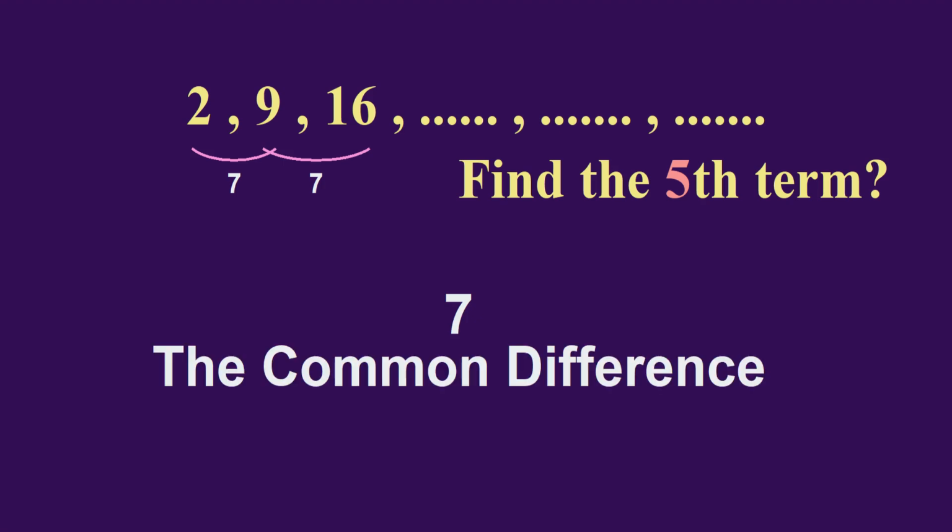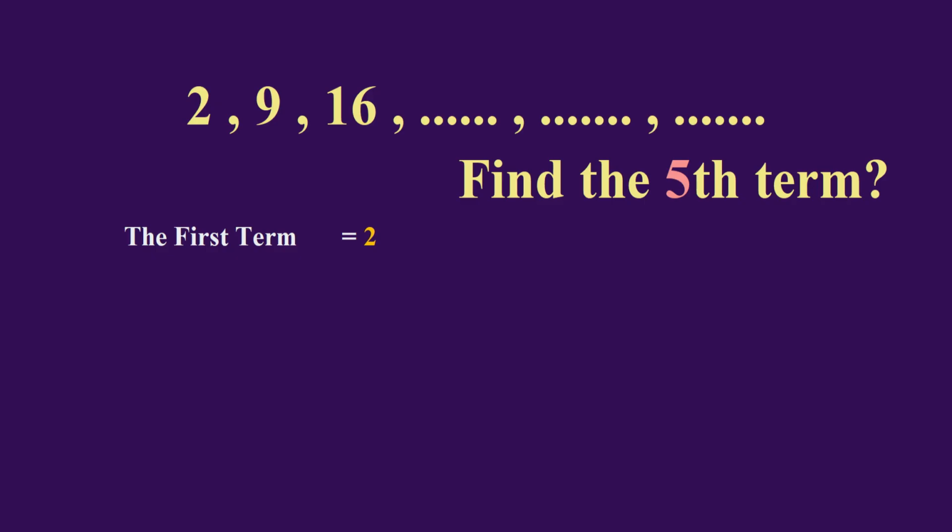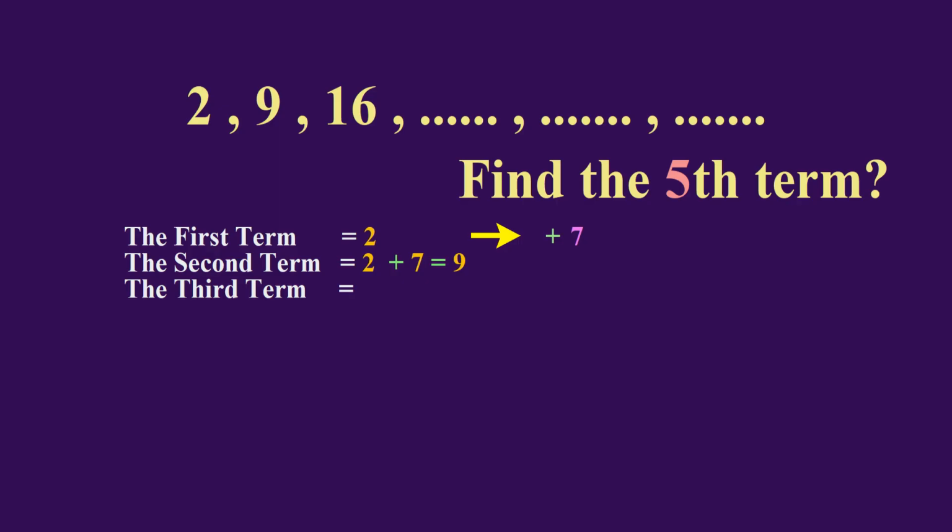difference. The first term in the arithmetic sequence is equal to 2, and we can get the second term by adding 7 to the first term. So the second term is equal to 2 plus 7, which equals 9. And we can get the third term by adding 7 to the second term. 9 plus 7, which equals 16. And so on. We can get the fourth term by adding 7 to the third term.